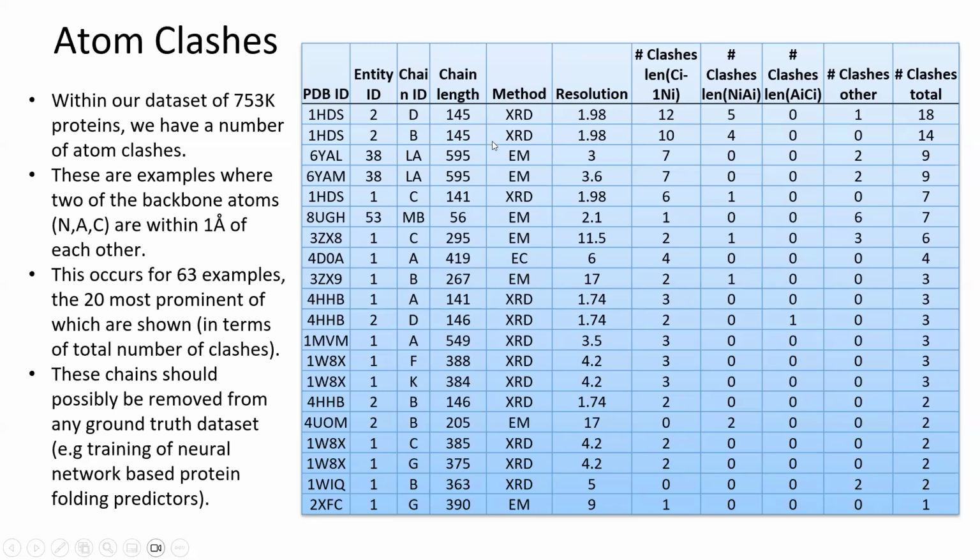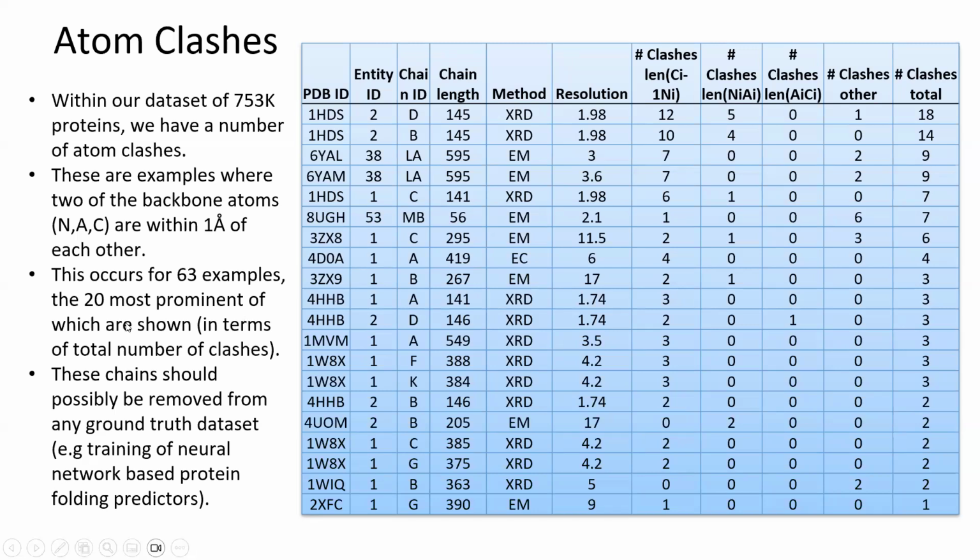It's also worth noting that some are X-ray structures with quite low resolution, and low means good in this case, so you wouldn't necessarily think they were poor quality. Less than 2 angstroms is quite detailed really. So the example at the top has 18 atom clashes in it, but is allegedly an XRD structure with a resolution of 1.98 angstroms.